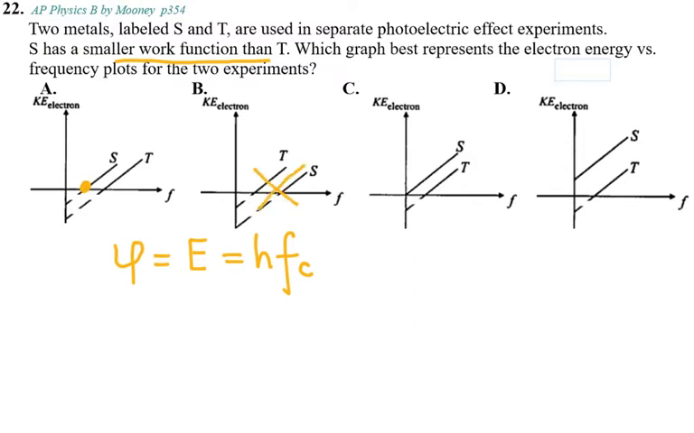This wouldn't be my choice. This one has a smaller cut-off frequency, and this one would have a negative cut-off frequency. So this cannot happen, and you cannot have zero energy needed to cut off the electrons from the surface. So the answer would be E.